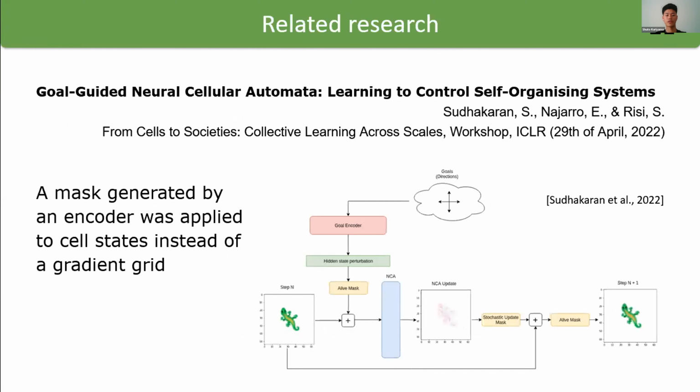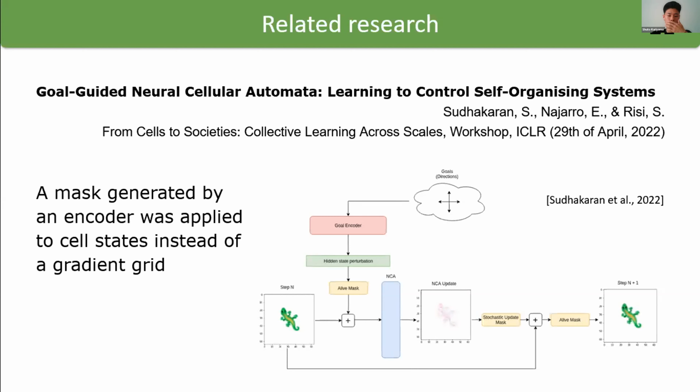Additionally, after we submitted our paper to the conference, we found research that did something similar to us. It's called Goal-Guided Neural Cellular Automata: Learning to Control Self-Organising Systems, by Sudhakaran and others. This was published at the workshop of ICLR on 29th April 2022.